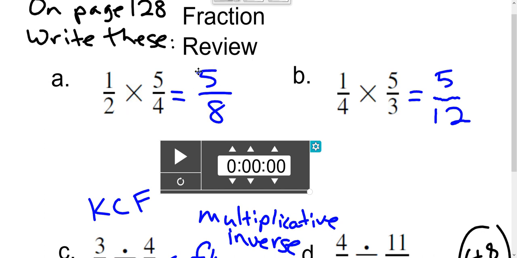And we just need to check to see if we can simplify that, but we can't. So that would be our answer. Then on this one, 1 times 5 is 5, 4 times 3 is 12. And again, we can't simplify, so that would be our answer.